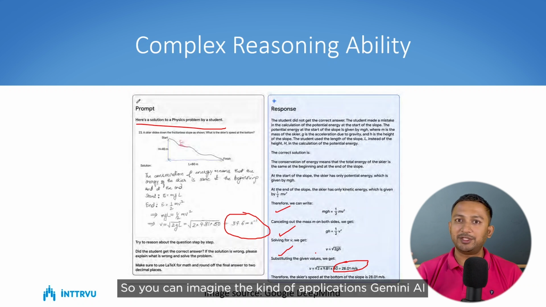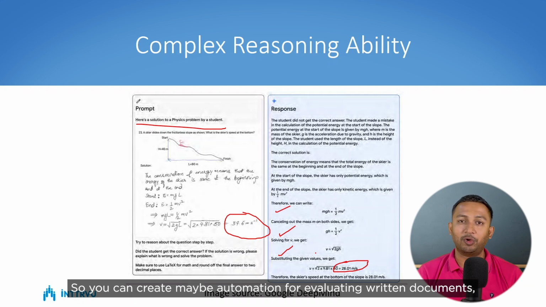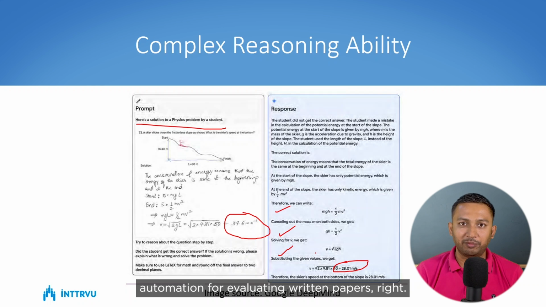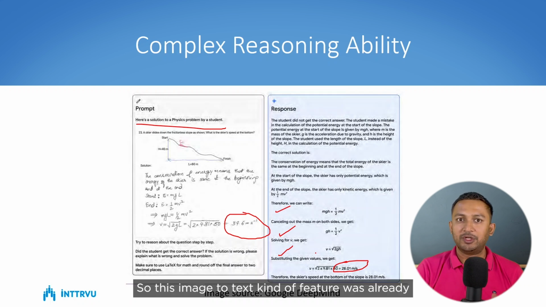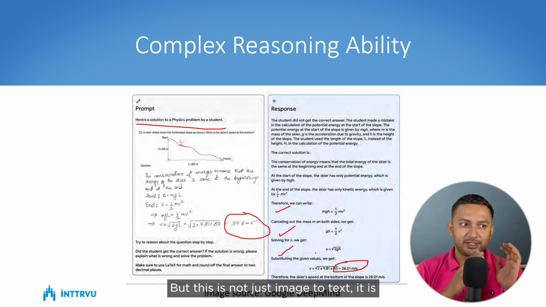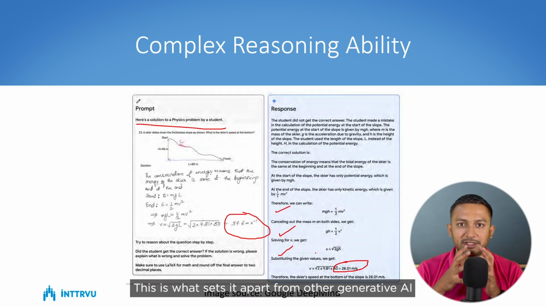So you can imagine the kind of applications Gemini AI can create. So you can create maybe automation for evaluating written documents, automation for evaluating written papers, right? All that kind of automation can be created using Gemini AI. So this image to text kind of feature was already there in many models. But this is not just image to text, it is understanding that text along with the complex reasoning ability. This is what sets it apart from other generative AI models.